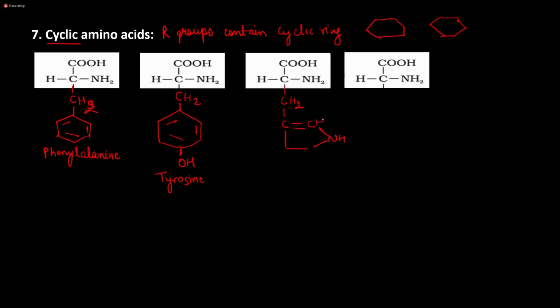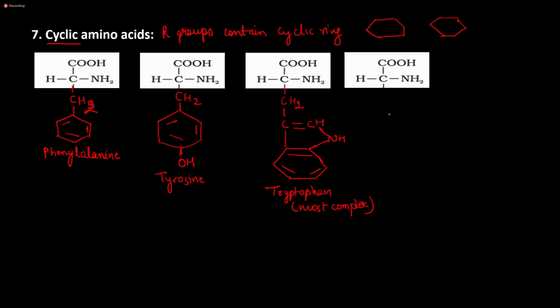So tryptophan has a structure like this, and then it has a benzene ring attached to it. So this is the structure of tryptophan. This is tryptophan, and tryptophan is what? It is the most complex.